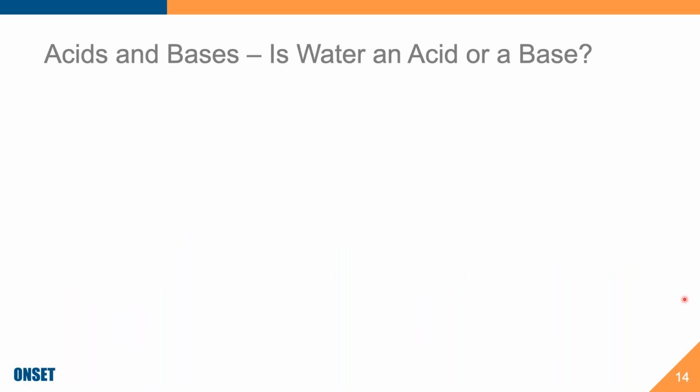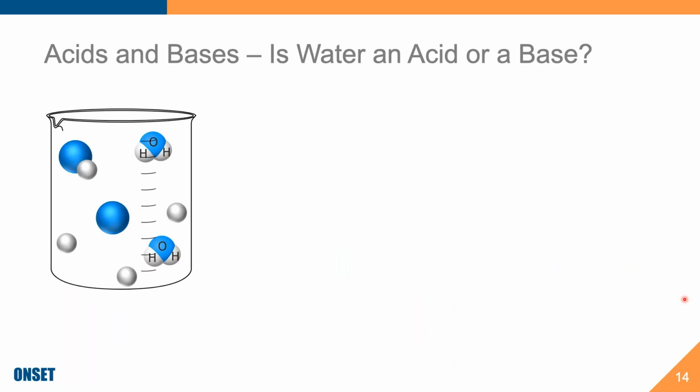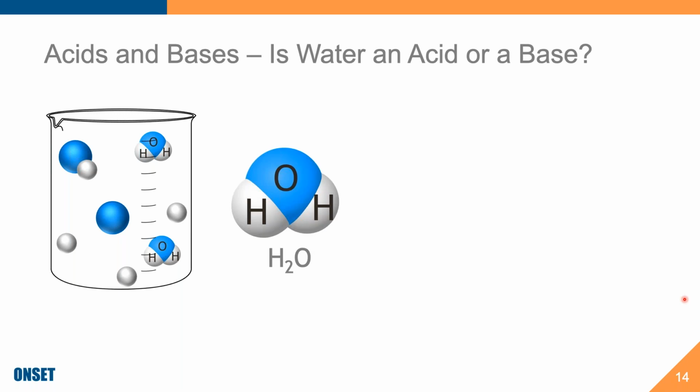Okay, so then taking that a little bit further, and I hope I'm not going too quickly with this. I know it's very basic for some people. The question then is: is water an acid or a base? So here we have a beaker of water, and we have some water molecules, some hydroxyl ions, some hydrogen ions, some oxygen ion just randomly sitting there.